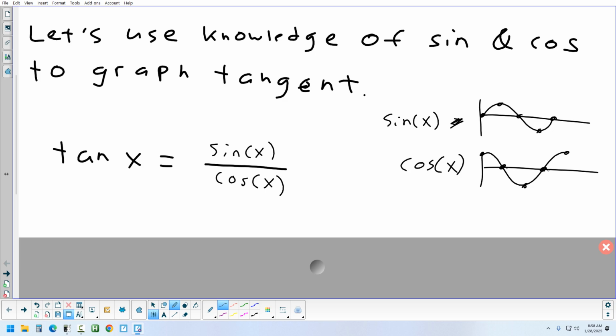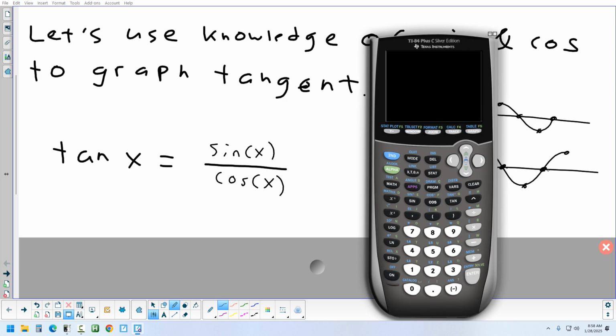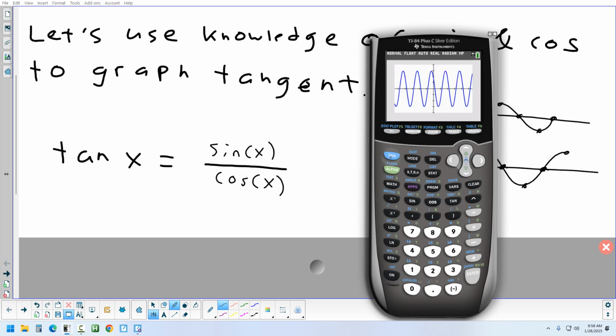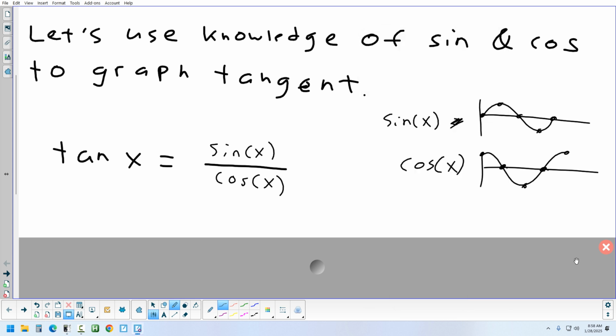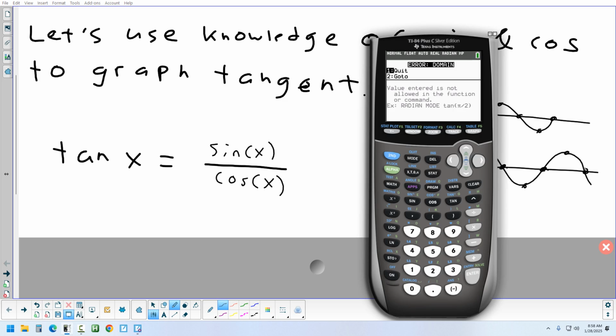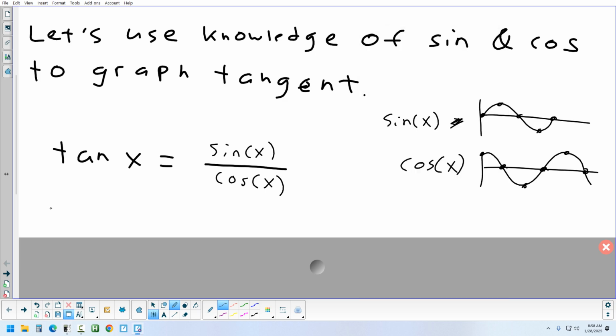So if you try to plug in pi over 2 into the tangent function, let's just plug it in and see what happens on the calculator. Tangent of pi divided by 2. It can't do it. And it can't do it because you're trying to divide by 0. Pi over 2, 3 pi over 2. What would be the next one? 5 pi over 2. Every odd multiple of pi over 2 is not going to be something you can plug into tangent. You're going to get vertical asymptotes.